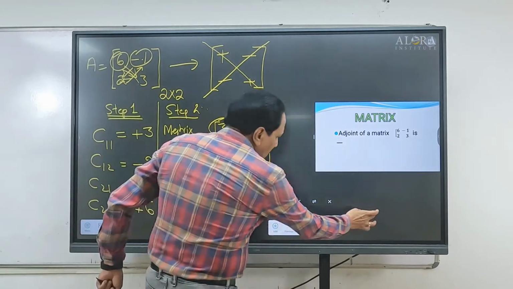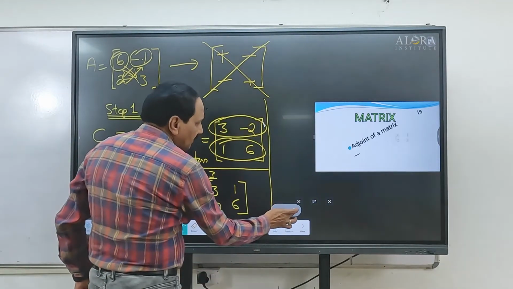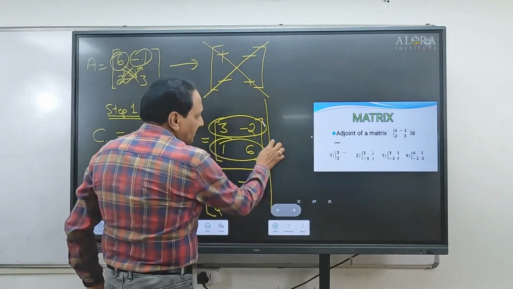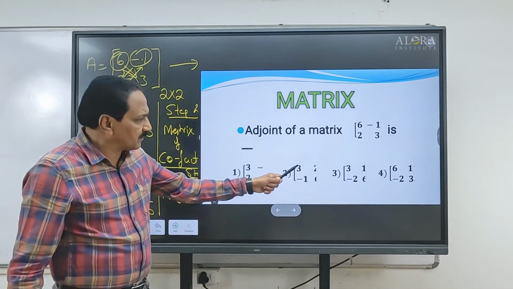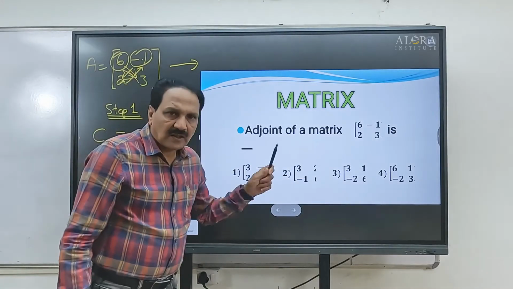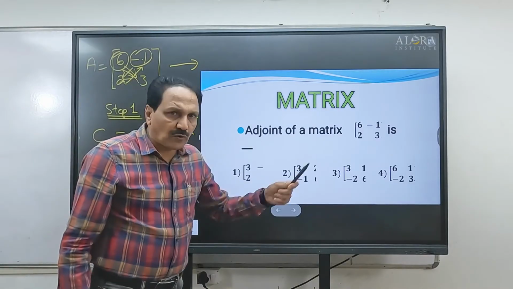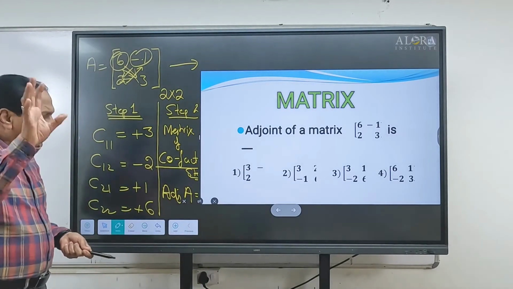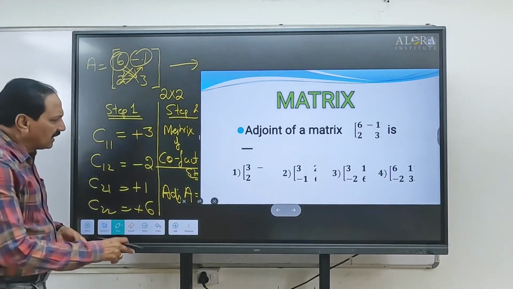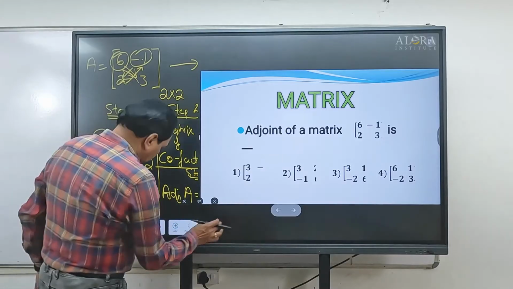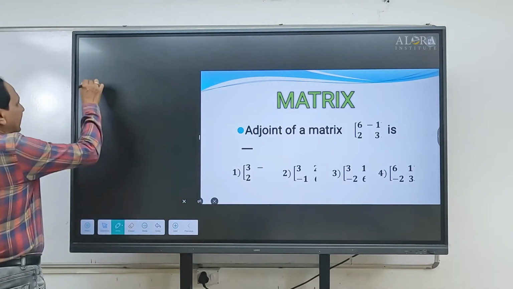Just go through all the 4 options here. These are the 4 options. Some technical error with the software here. So these are the 4 options. You have to find the correct answer. How will you go for finding the correct answer? You cannot go for all these steps. Look at this. Let's go for a simple technique here.